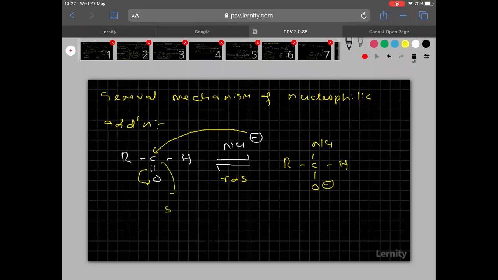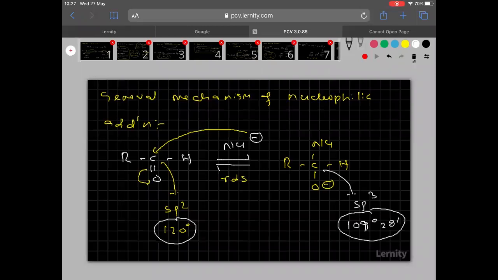Now, this carbon's hybridization is what? sp2. Three sigma bonds are there. And what is the bond angle? 120. Is it clear? Whereas here, what is the hybridization of this carbon? sp3. And what is the bond angle? 109 degrees 28 minutes. So try to understand, here the bond angle is 120, here the bond angle is 109 degrees. The bond angle is decreasing.